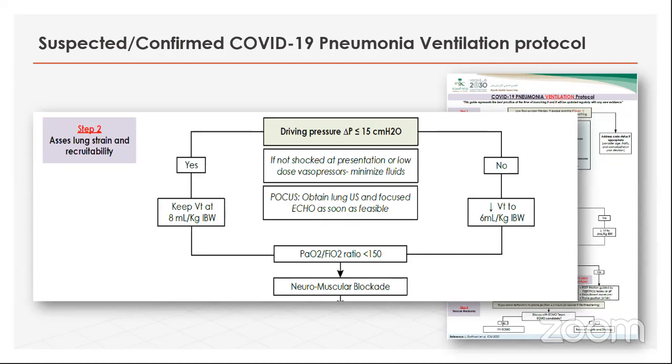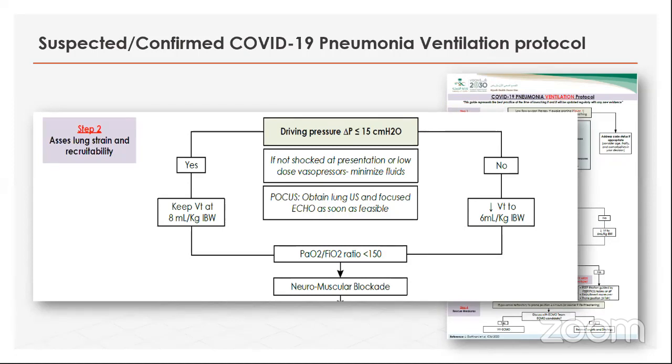Then on the other side, if the driving pressure is more than 15, it means the tidal volume is causing a lot of stress on this lung, or a lot of strain. So this tidal volume is too high for this baby lung. It means that there are a lot of areas that can be recruitable later. So what we will do, we will decrease the tidal volume to 6 ml per kg.